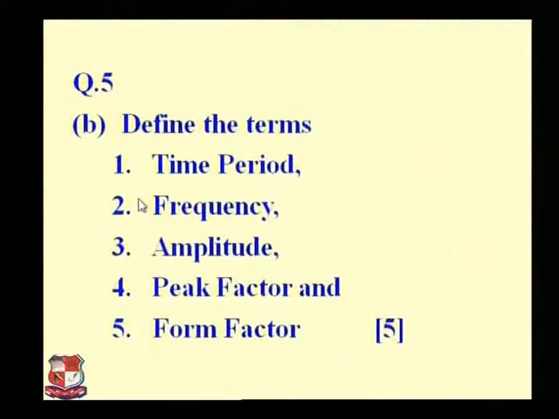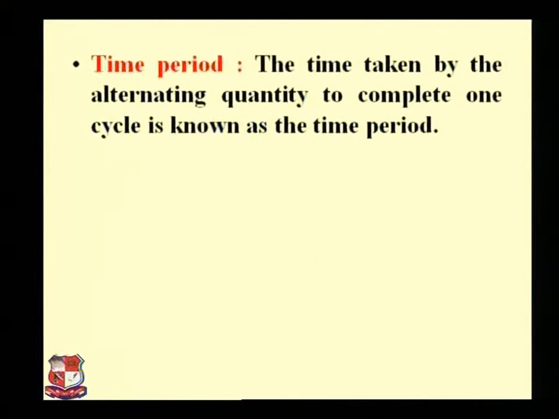Okay, now the next point: define the terms time period, frequency, amplitude, peak factor and form factor. So 5 definitions for 5 marks. Let's discuss. The first definition is the time period. And what is time period? The time taken by the alternating quantity to complete one cycle is known as the time period. Time period is denoted by capital T and the unit is second.